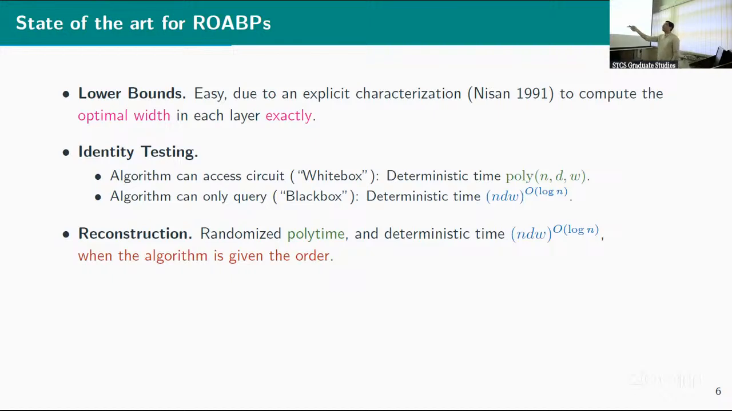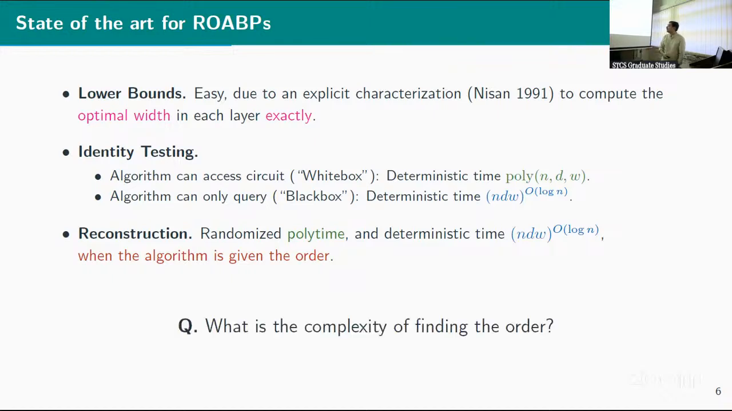Yeah, but this is all when the order is given. So the only question, which is the question of the whole talk, is what is the complexity of finding the order? I give you a black box that has an ROABP inside. How much time do you need? How many queries do you need to figure out what is the correct order?